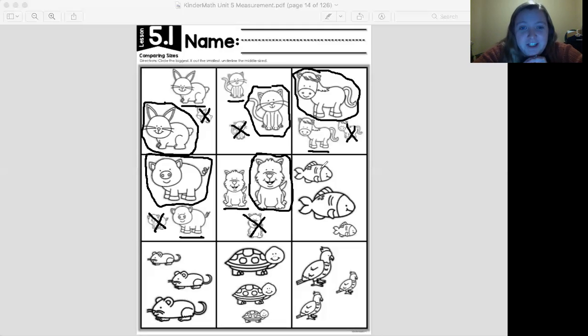All right, let's check and see. So you should have circled the biggest.